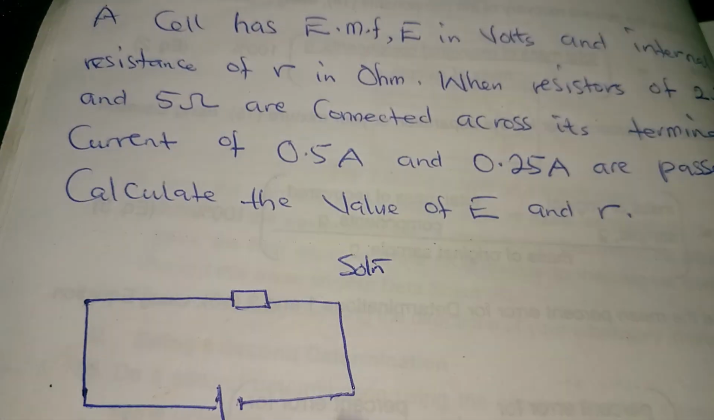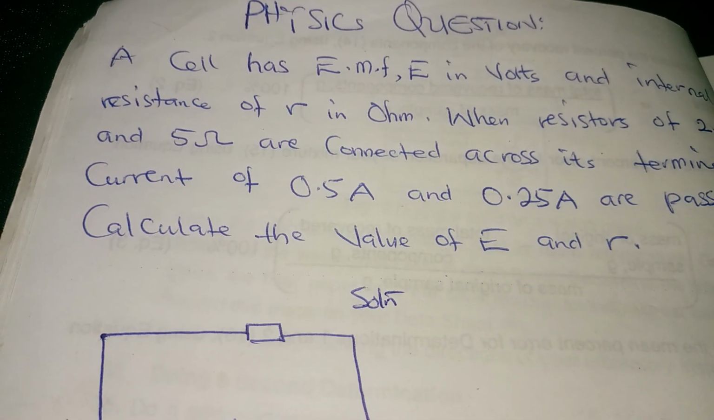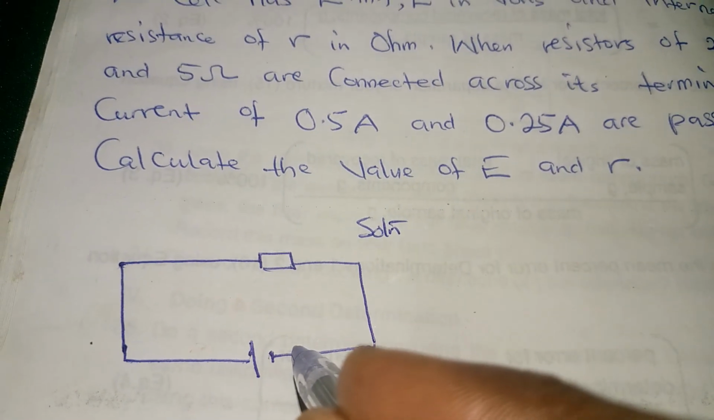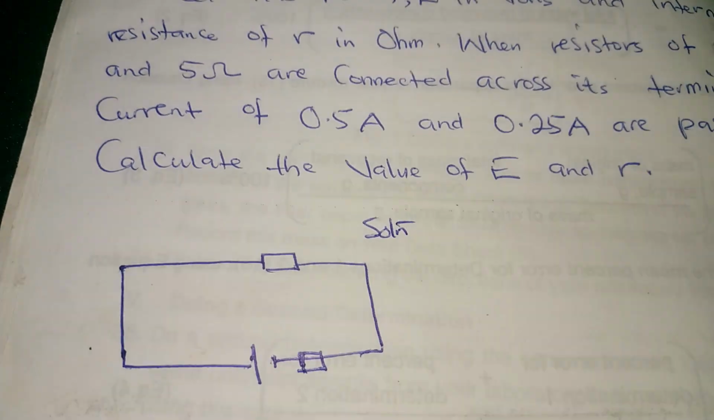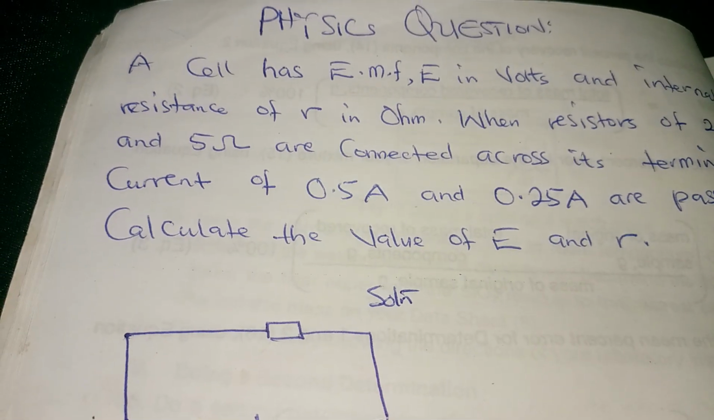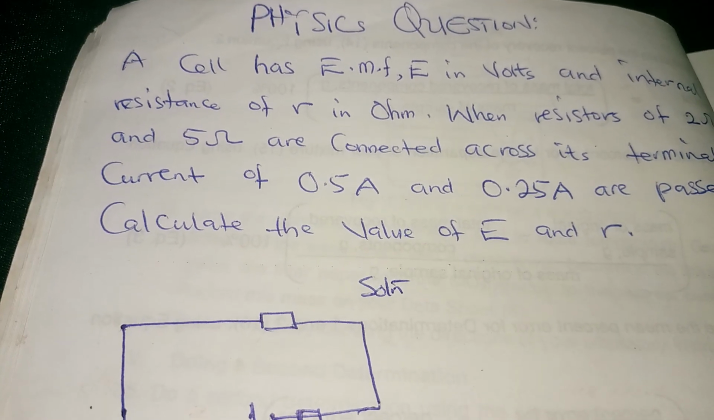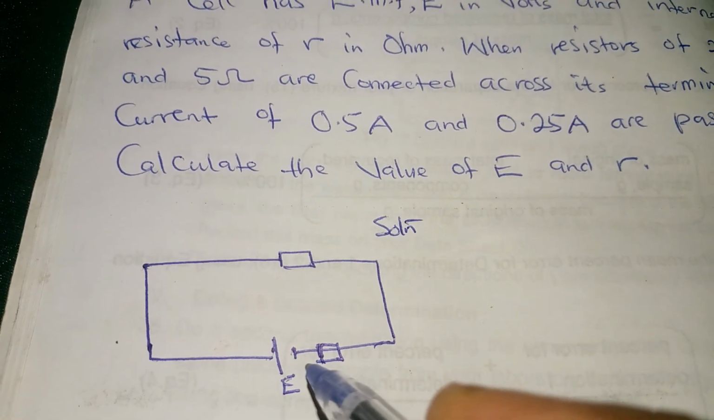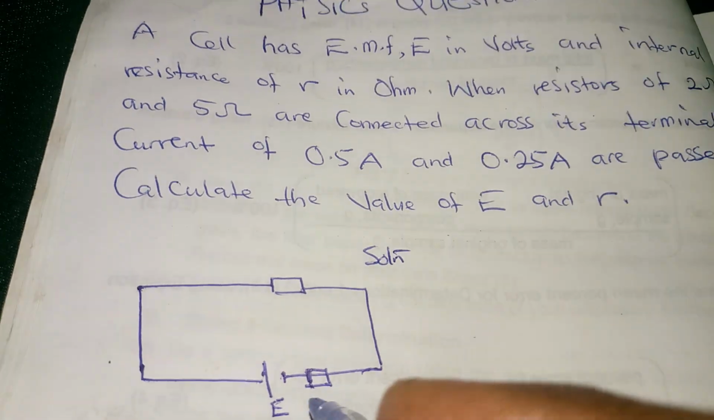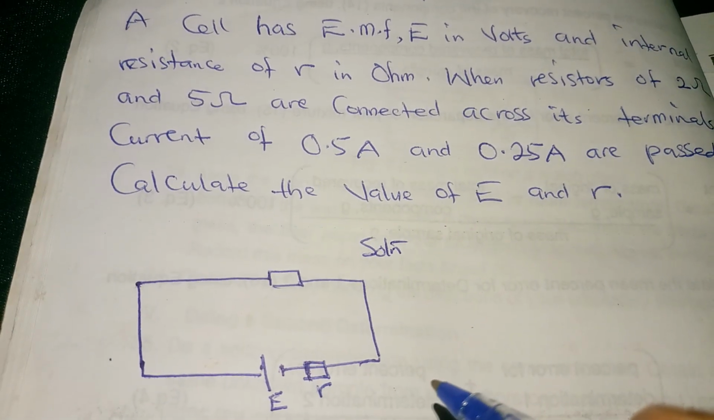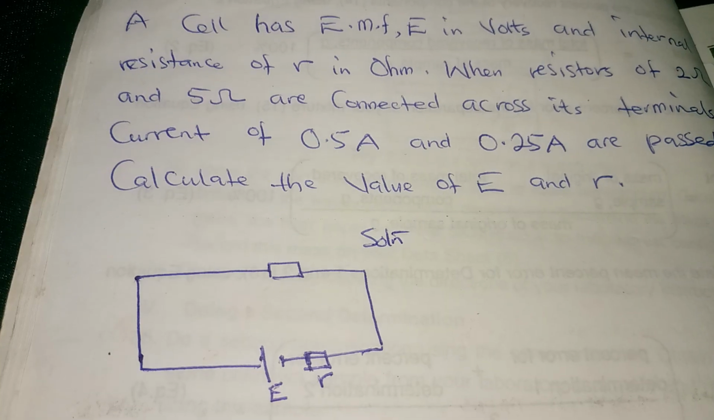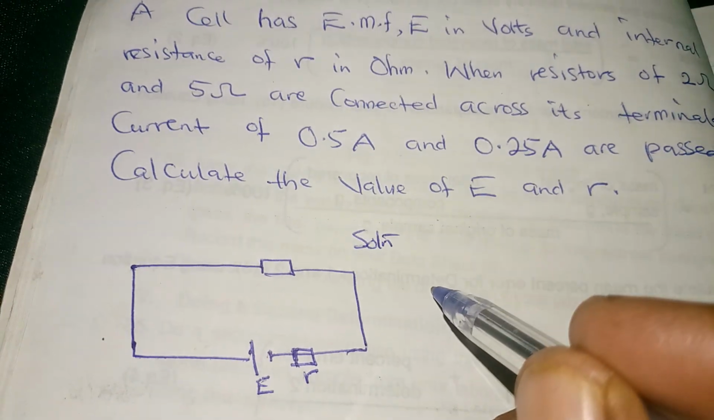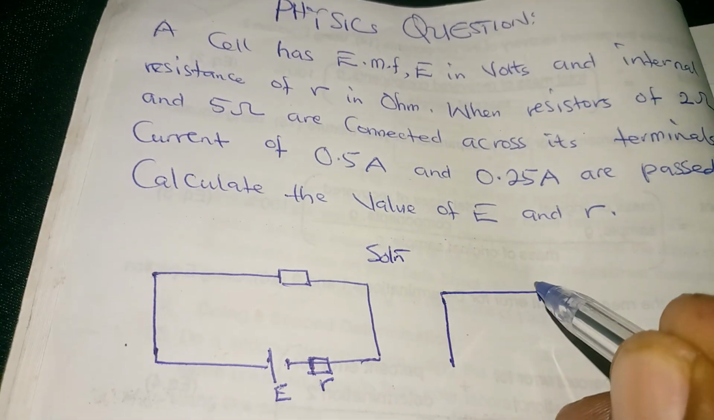Now the question says a cell has electromotive force. Okay, this is my internal resistance. Electromotive force of E in volts, so in the place of electromotive force, I'm going to write my E. An internal resistance R, in the place of internal resistance, I'm going to write my R. When a resistor of 2 ohm and 5 ohms, that means we must have two cells, so you draw another cell.